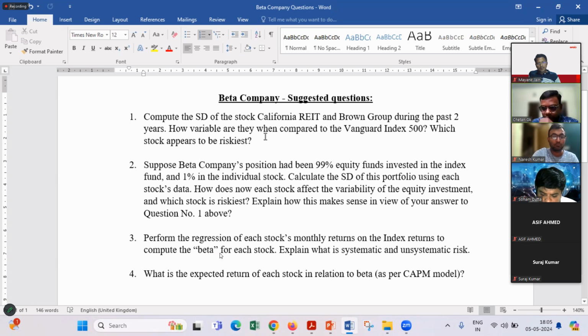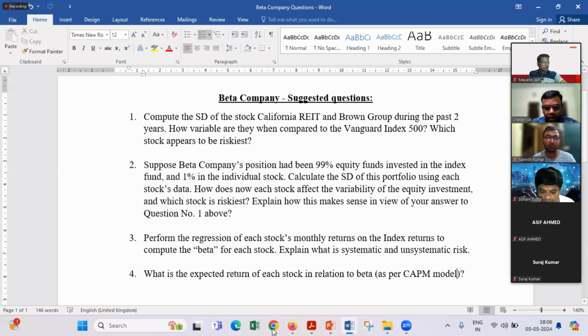So the first task is to compute the standard deviation of two companies, Brown Group as well as Californian REIT, for the last 2 years. Next, we have to compare the risk of these with the index, and say which is more risky when compared to the index. Higher the standard deviation, higher the risk, in other words.